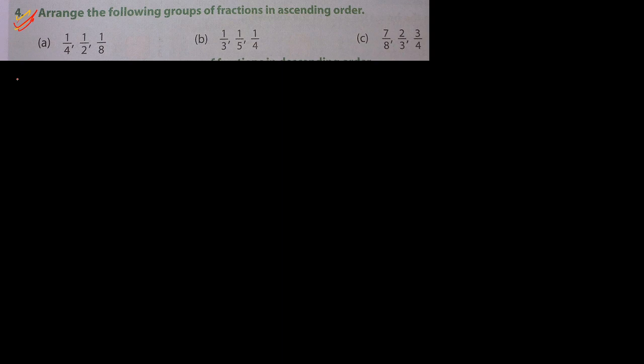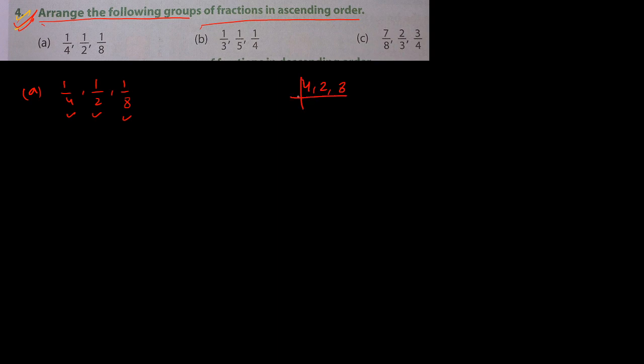How to do question number 4? The question is saying arrange the following groups of fractions in ascending order. So we have to arrange them in ascending order. Question A, 1 upon 4, 1 upon 2, 1 upon 8. Okay. So what we have to do? We have to take the LCM of 4, 2 and 8. So what is the LCM of 4, 2 and 8?